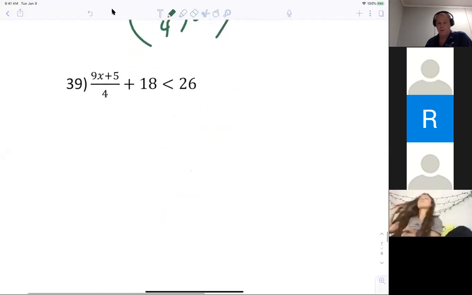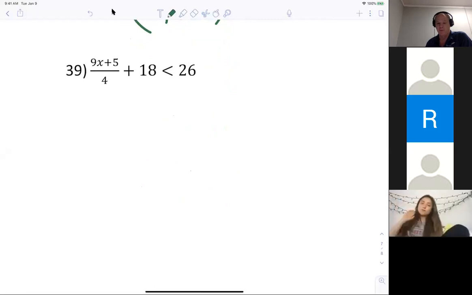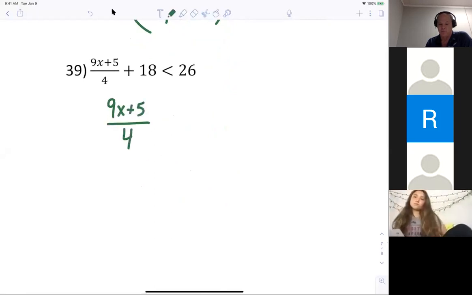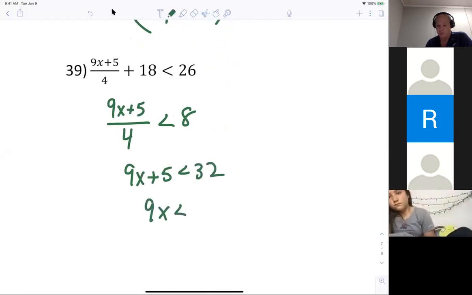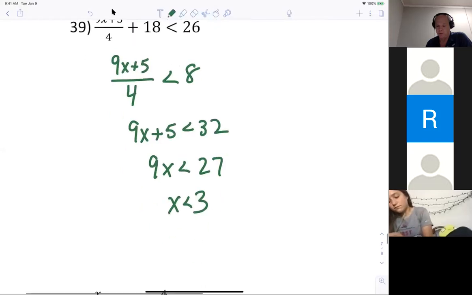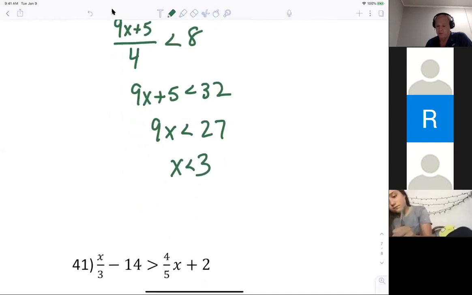Now on 39, before I multiply everything through by 4, I think it's easier just to subtract 18. So we have 9x plus 5 over 4 is less than 8. Now multiply both sides by 4. 9x plus 5 is less than 32. 9x is less than 27. And so x is less than 3. So now if we're going less than 3, we're going from negative infinity to 3.